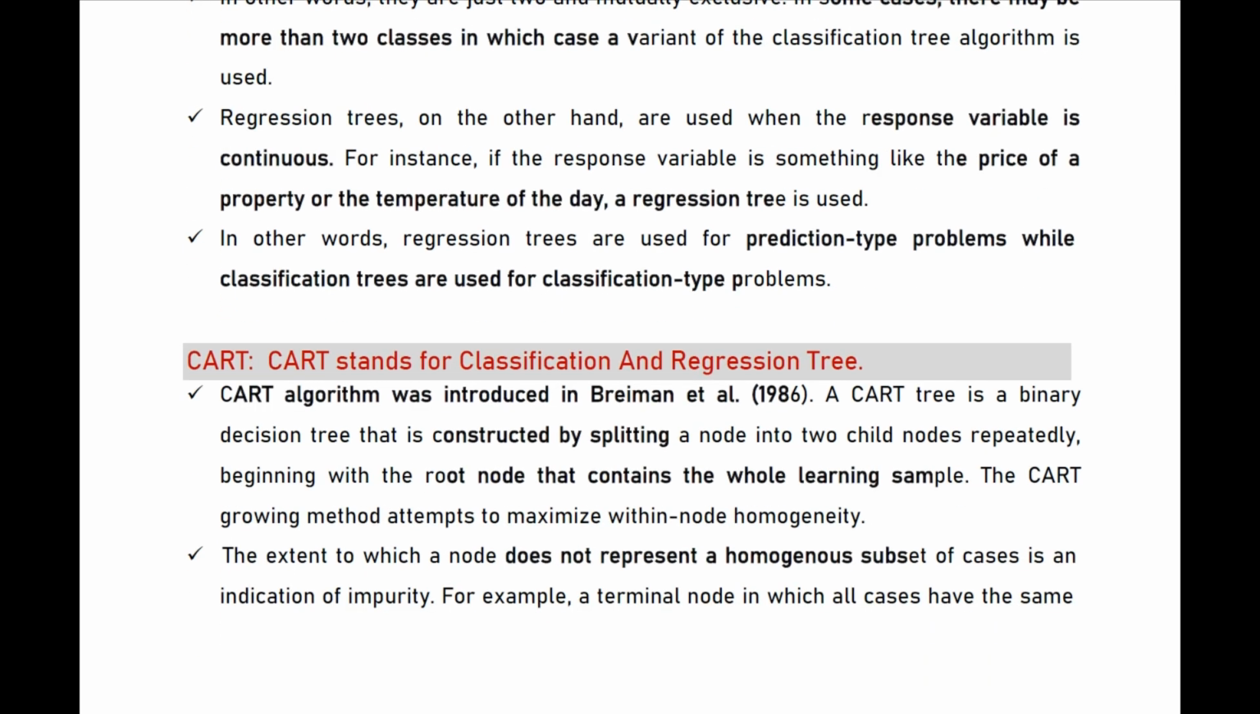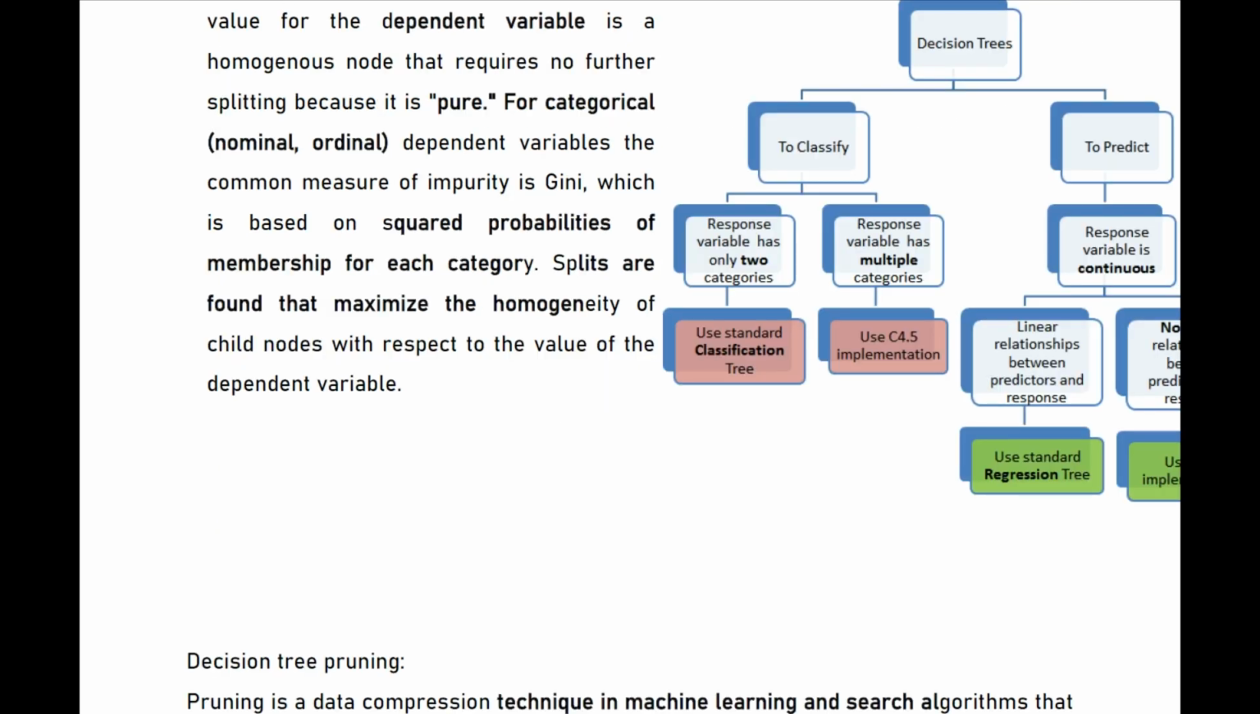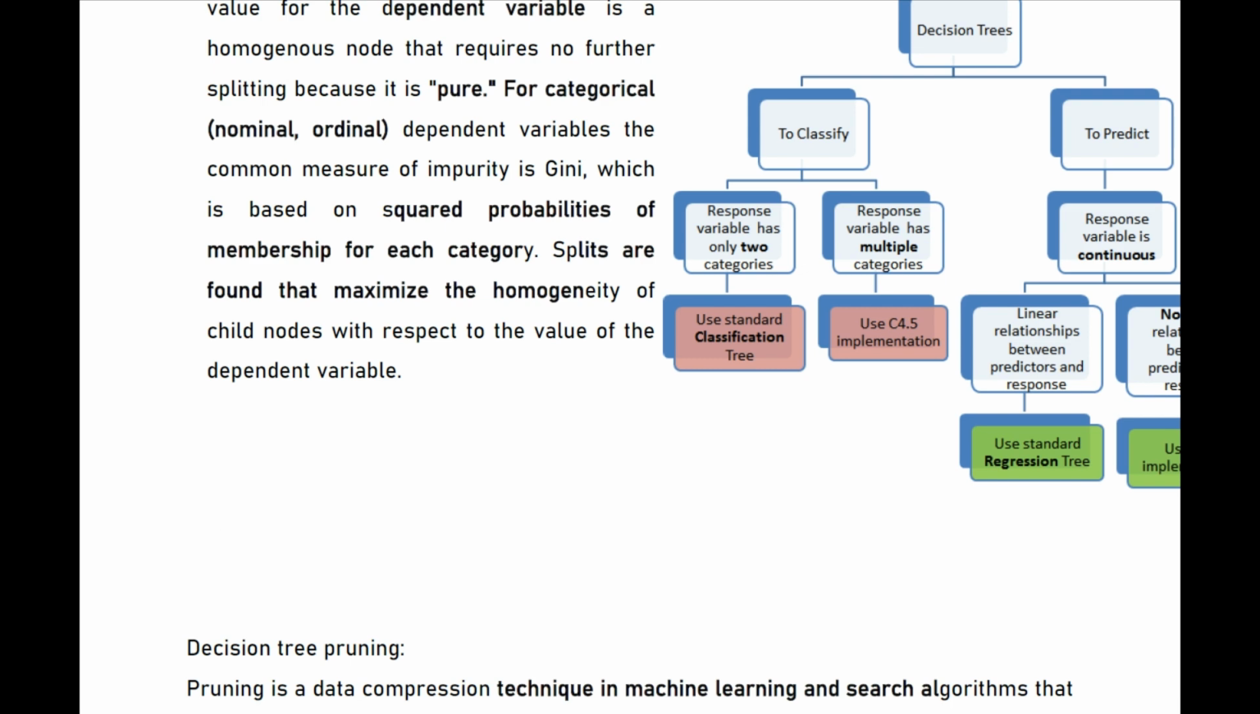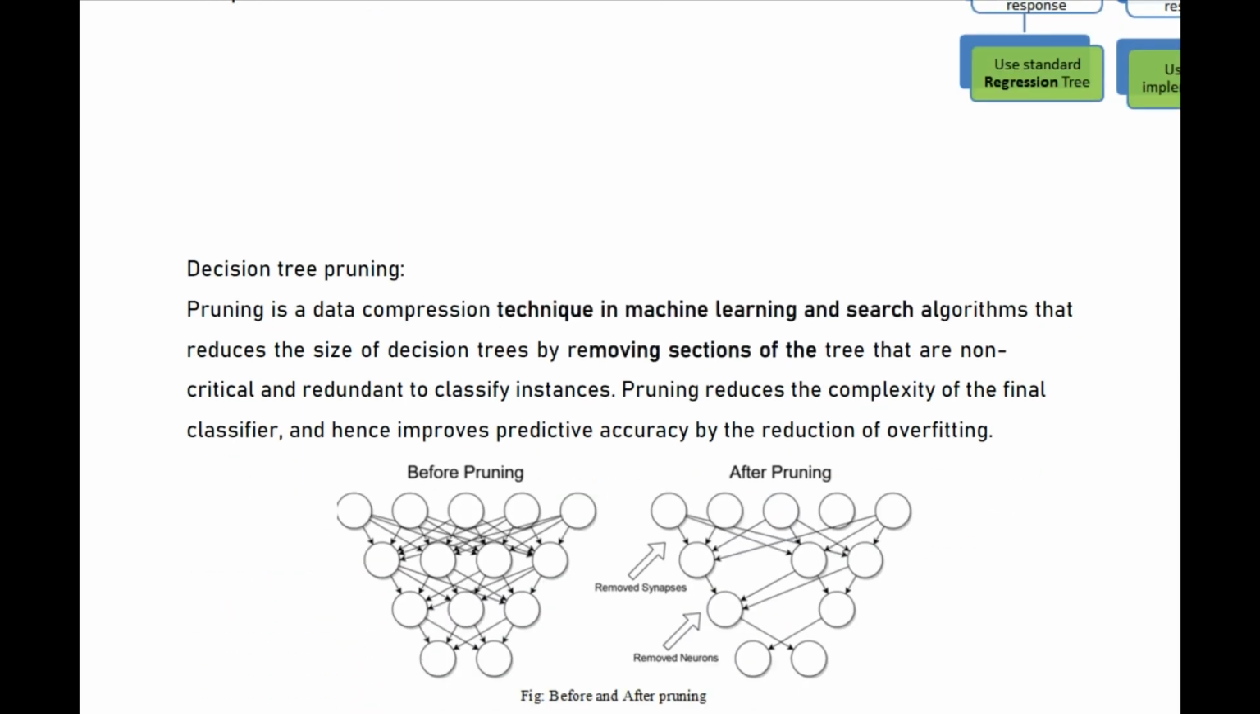And still there is the CART model. The CART model has decision variables, with pure and subtract methods, to classify and predict which method can be decided, and three pruning methods are there. Pruning is a data compression technique or search algorithm.